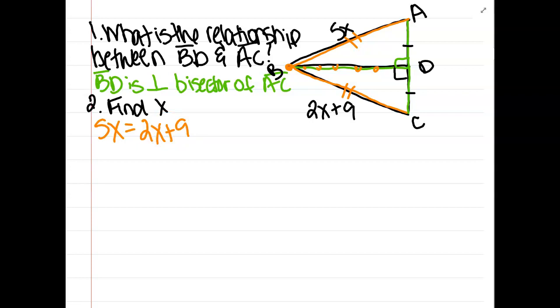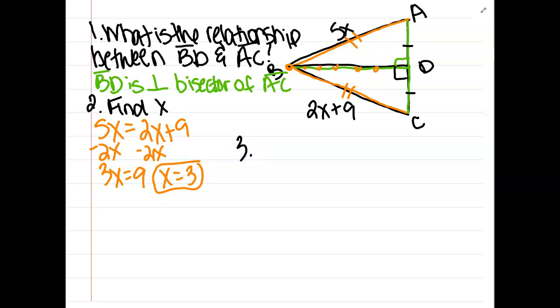Because remember I said those two segments are congruent. They're equal, right? Their lengths are equal. So we can solve here. We can subtract 2x from both sides. So we have 3x equals 9, which means x equals 3.